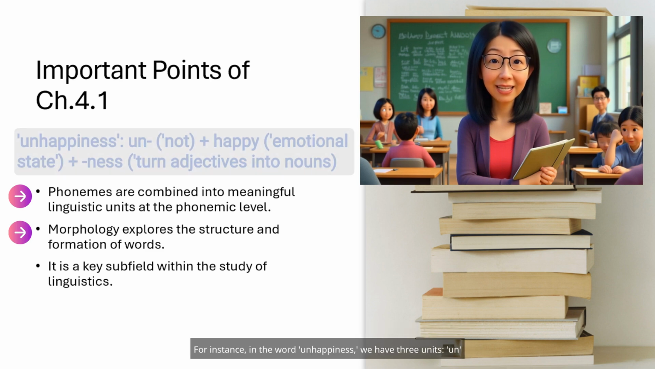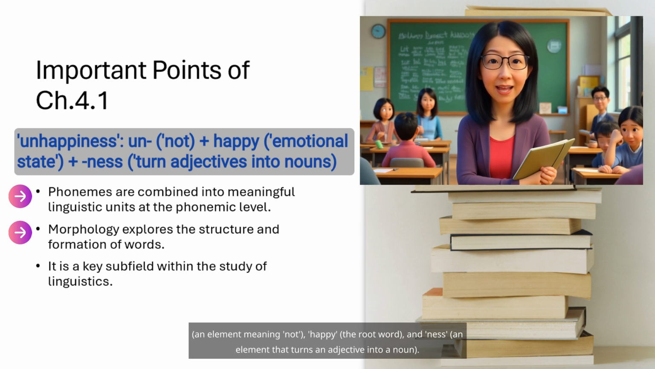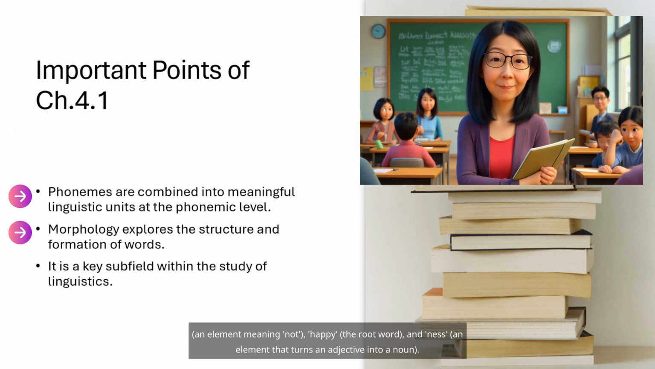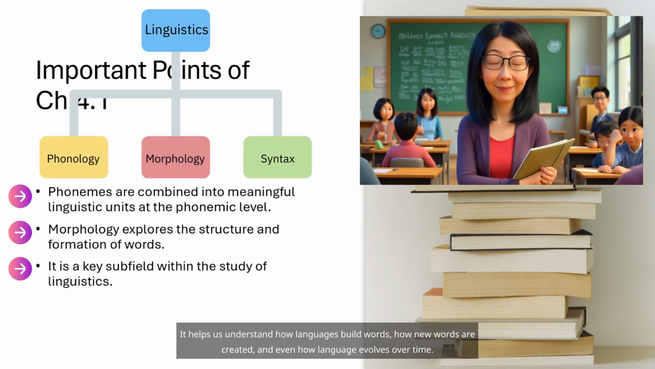For instance, in the word unhappiness, we have 3 units: un, an element meaning not, happy, the root word, and ness, an element that turns an adjective into a noun. Morphology is a fundamental subfield in linguistics. It helps us understand how languages build words, how new words are created, and even how language evolves over time.